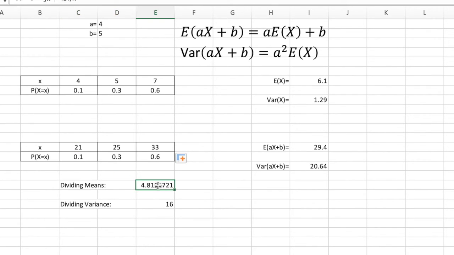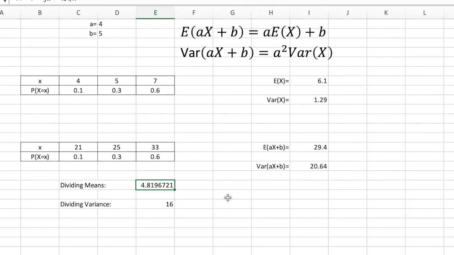Now dividing the means, I've got some random number here. We can see that dividing the variance, I've got that A squared. This result is holding true. The B is having no effect on it. It's just A squared times the variance of X. So the plus B made no difference whatsoever in terms of the ratios of these variances. It did make a difference for the mean.